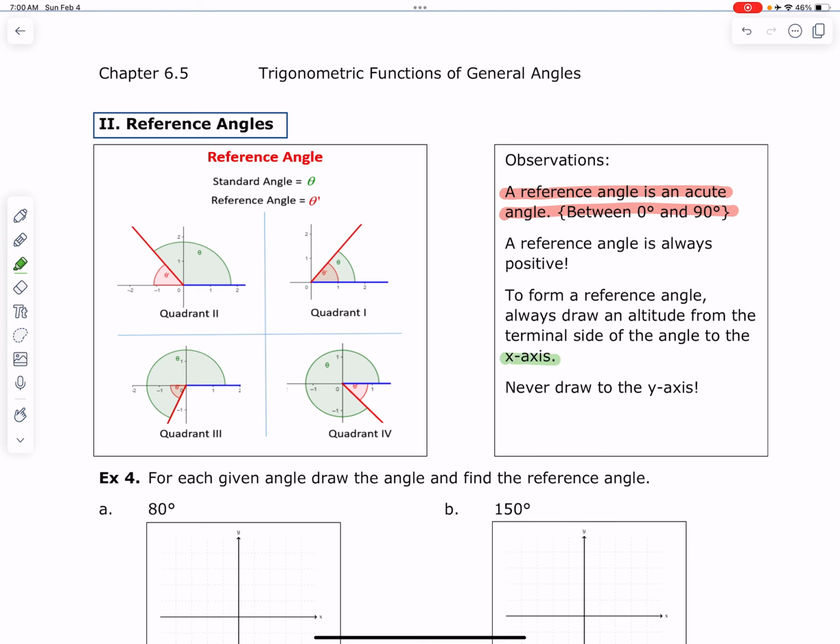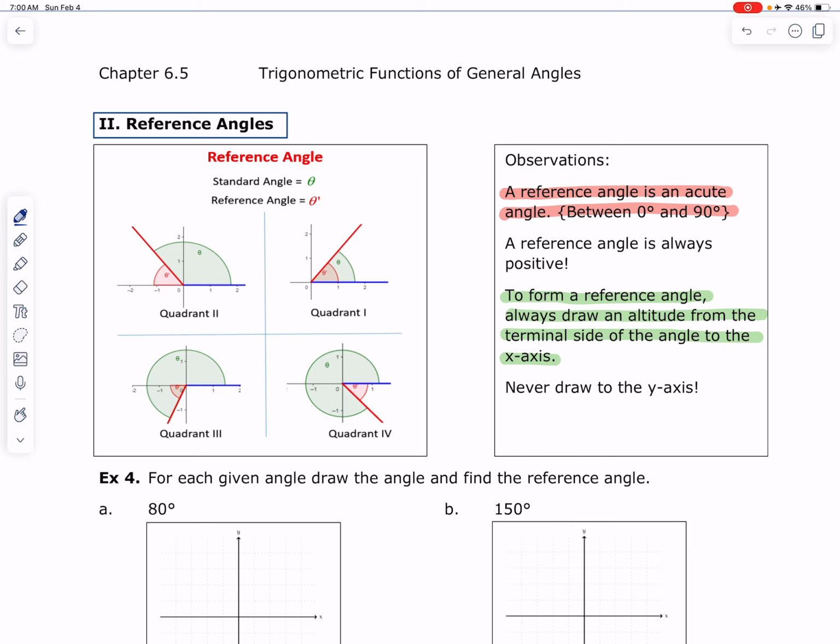So here, this says to draw an altitude. Basically, we're going to draw a side so that we can make a triangle. But when we talk about a reference angle, it's got to be an angle that is always made with the x-axis. So take a look at some of the examples here. And I'm going to start top right.